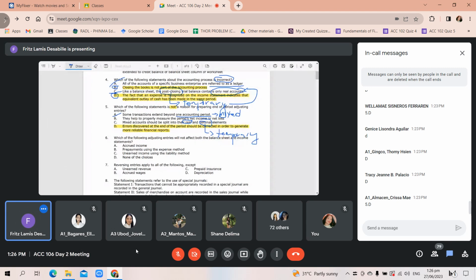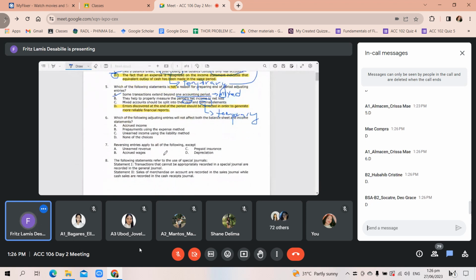Again, number 6. Which of the following adjusting entries will not affect both the balance sheet and the income statement accounts? What's on the answer ani guys? Letter D. As what I've mentioned ganina, just bago lang, tanang adjusting entries will have an effect on the balance sheet and the income statement.